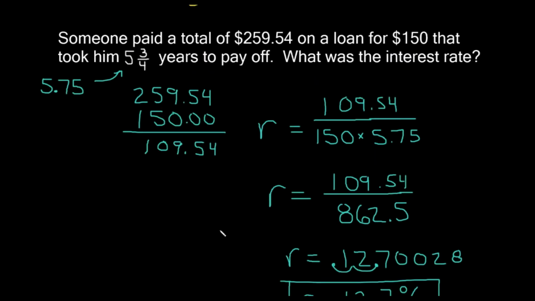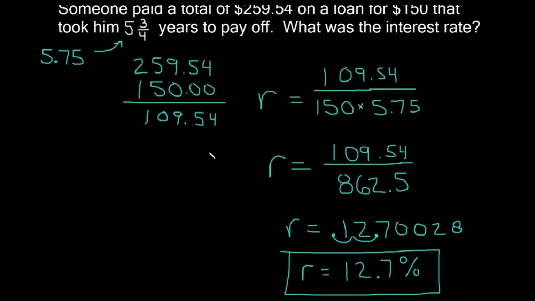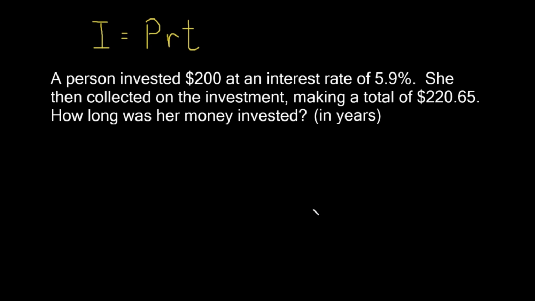Little trickier when they ask you for something other than the interest or the total payoff. Let's look at one more. A person invested $200 at an interest rate of 5.9%. She then collected on the investment, making a total of $220.65. How long was her money invested? In years.